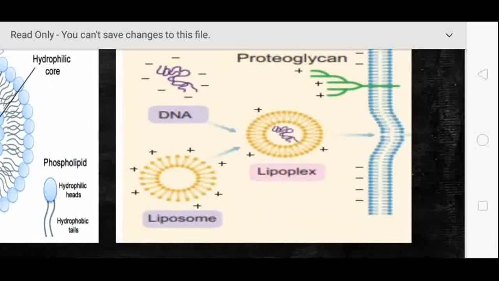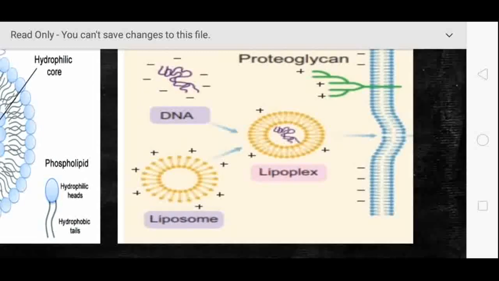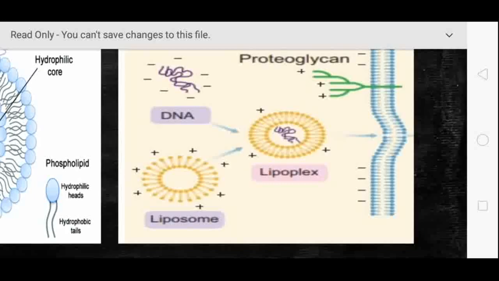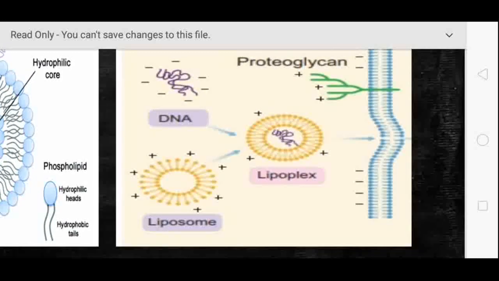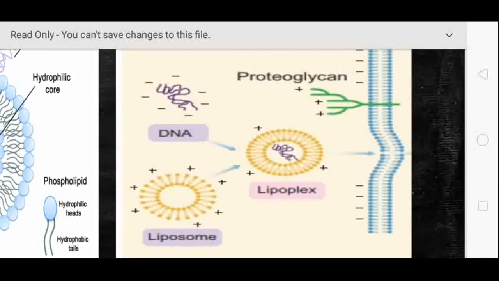So liposome, this is the artificial lipid phospholipid membrane or vesicles in which our gene of interest, the blue color DNA, is going to be inserted, which forms the lipoplex. Everything which takes place outside the cell membrane of the plant cell. The liposome is the artificial membrane in which our gene of interest is inserted to form the lipoplex. So this lipoplex can enter into the host plant cell.